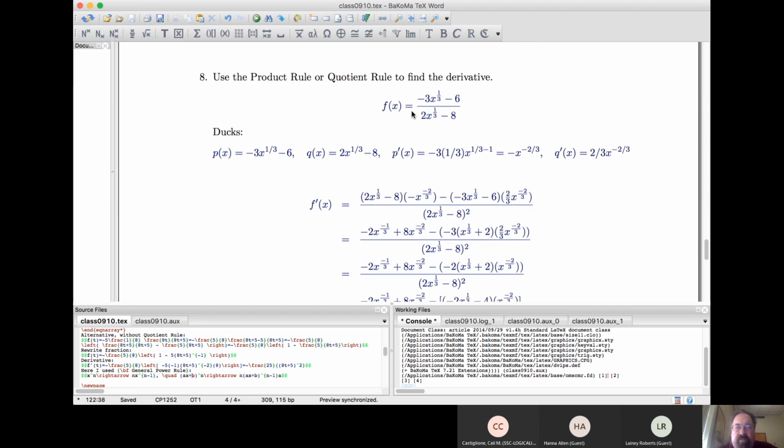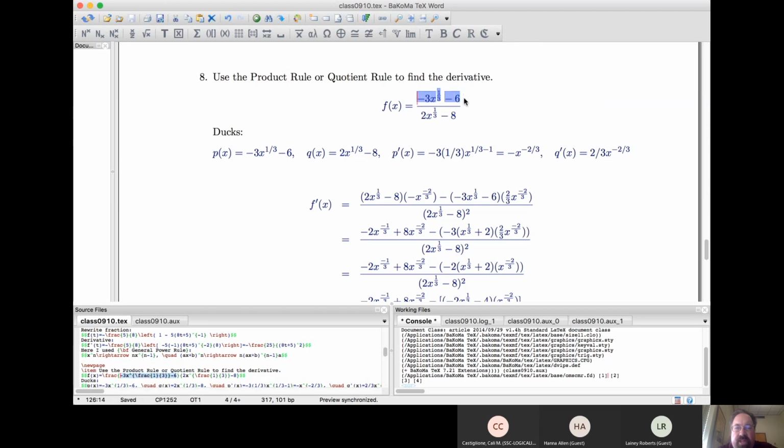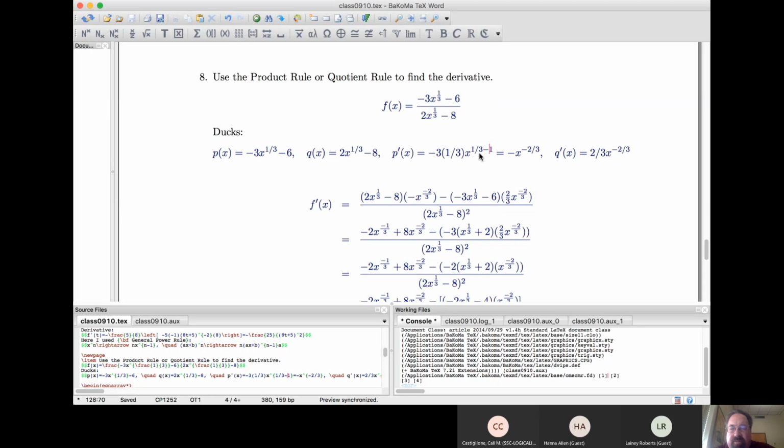Okay. Here we have a problem involving fractional exponents. So a new wrinkle here. Here we have our p, and here our q. So then we have our pieces. And then to get the rest of our ducks in a row, we go ahead and take the derivatives of these. For this one, the minus 6 we can ignore, it's a constant. So we have minus 3 times 1/3 coming down, and then x to the 1/3 minus 1. Now the 3's will cancel, and you'll get minus x, and then we subtract these exponents. Well, 1/3 minus 1 is the same as 1/3 minus 3/3, so that's minus 2/3.